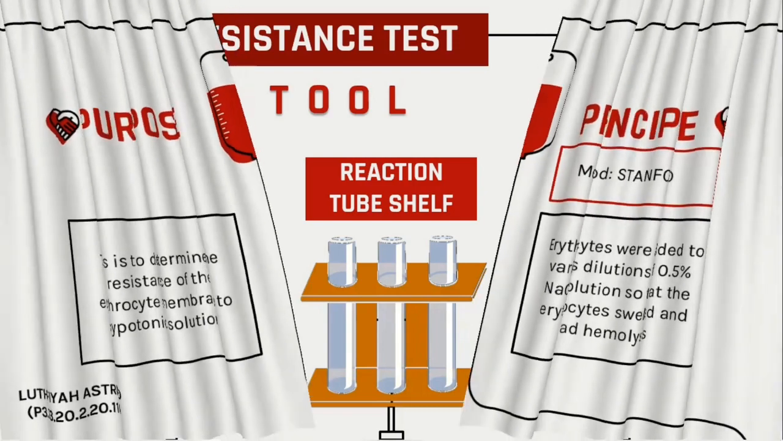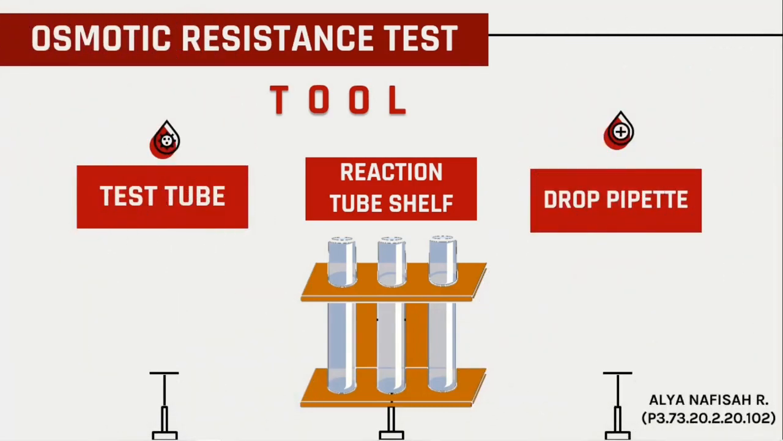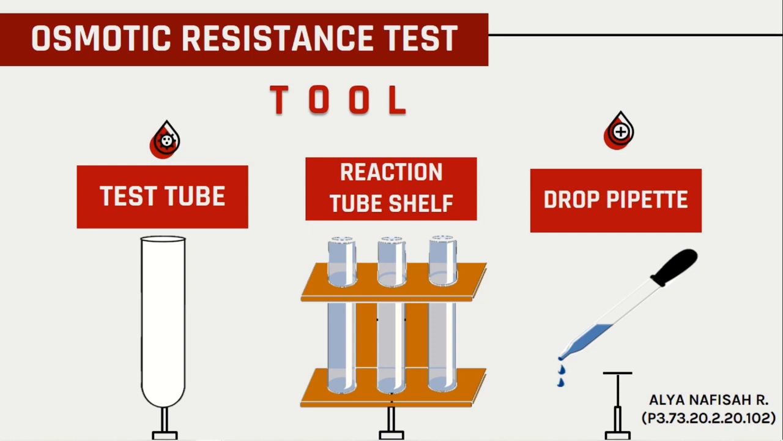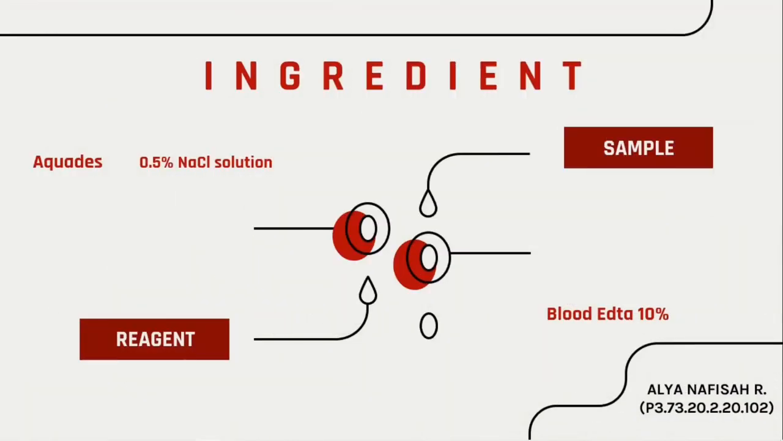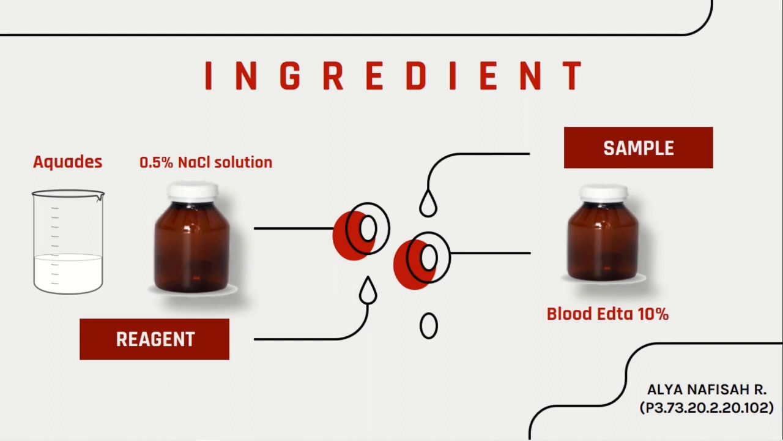Then there are the tools and ingredients for osmotic fragility testing. First, the tools: we have test tubes, a reaction tube rack, and a drop pipette. Next, the ingredients. First, the reagents, including aqueous and 0.5% NaCl solution, and the sample, which is both at 10%.